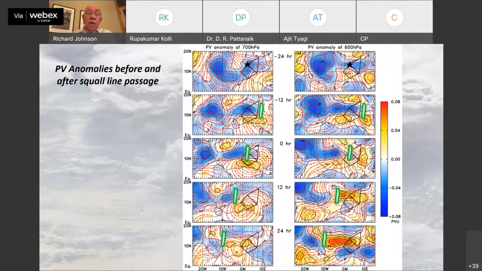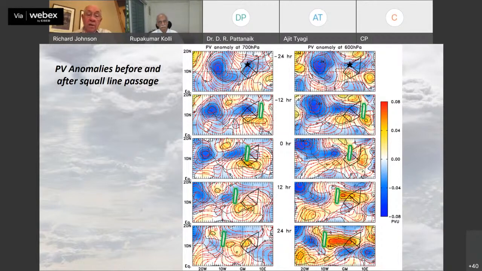So we put together in a summary here a sequence of slides going from 24 hours before to 24 hours after squall line passage at Niamey. On the left side, the PV anomaly field is shown in color at 700 hPa, as well as the circulation anomalies. The sounding arrays are shown with the star indicating Niamey. And in the green segment is the schematic squall that's approaching the region. It's not always that structure, but it's shown for reference.